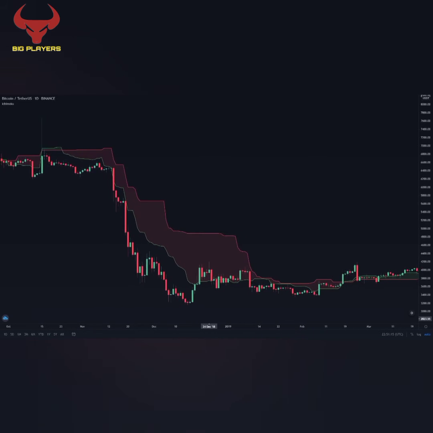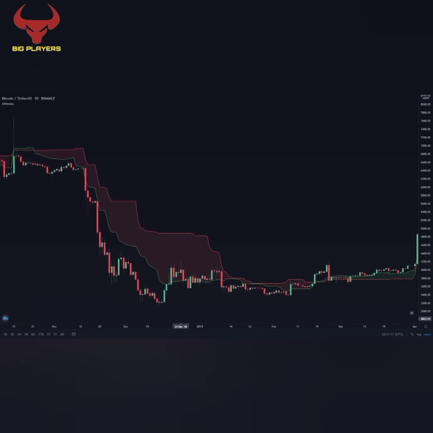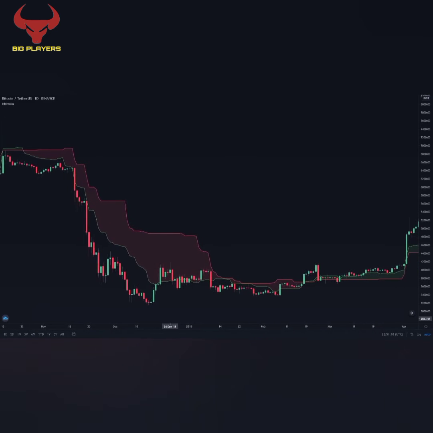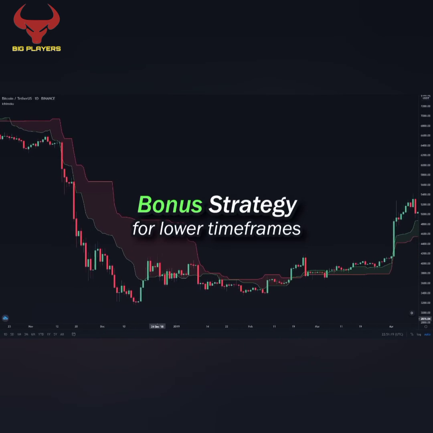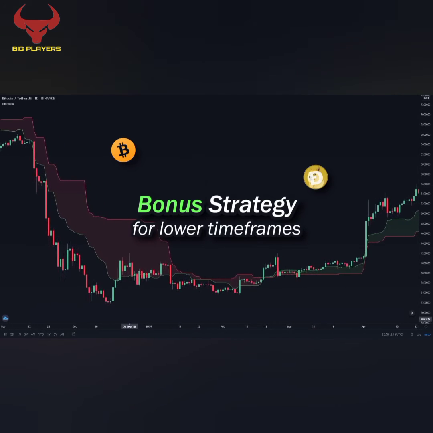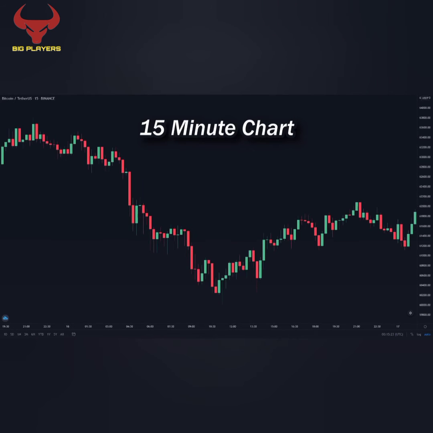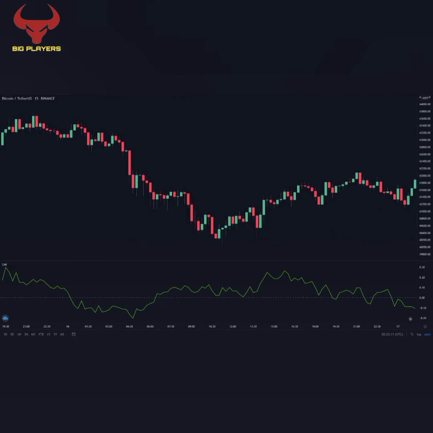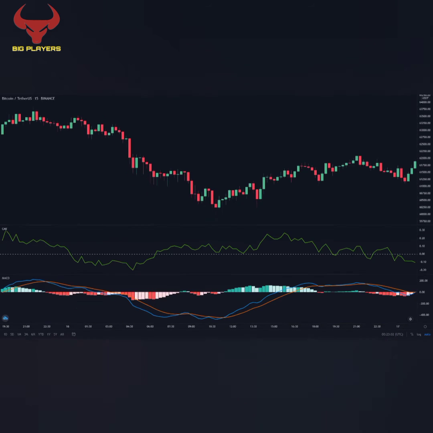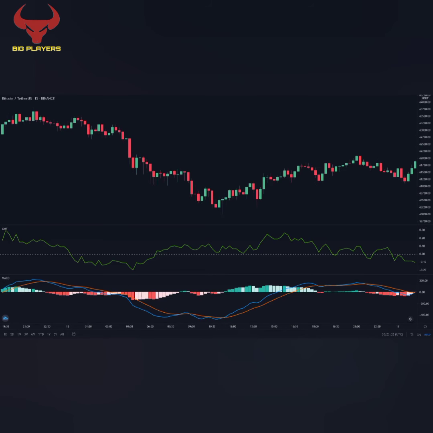Now, I understand that some people don't like trading at higher time frames because it takes a long time. And that is why I'm going to reveal a bonus strategy that you can use to trade cryptocurrency at a lower time frame. So for this strategy, we're going to trade the 15-minute chart using a combination of two indicators, the Chaikin Money Flow and the MACD indicator. This is how you trade the strategy.